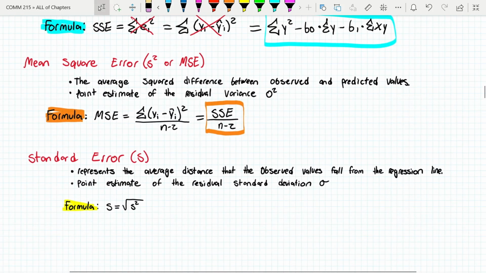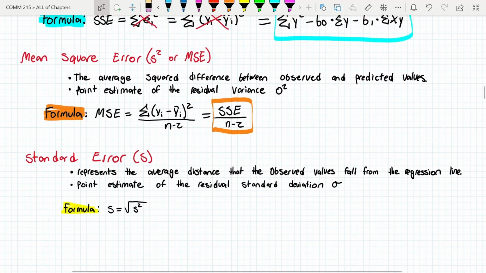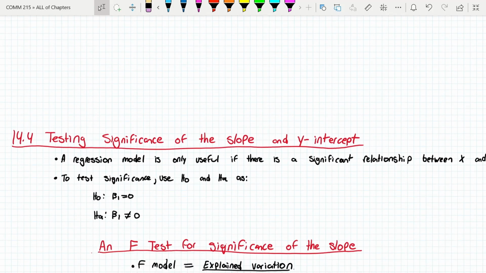So your standard error here represents the average distance that the observed values fall from the regression line, the point estimate of the residual standard deviation, sigma. So your formula is pretty much just s is equal to the square root of s squared. And yeah, that's pretty much simple enough. So 14.4, testing significance of the slope and y-intercept.